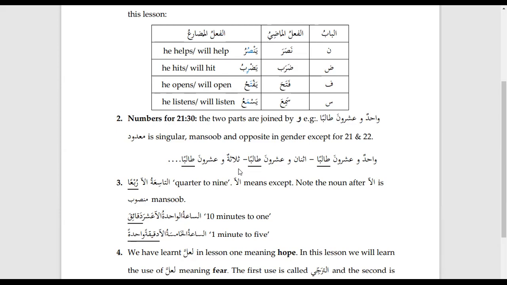What about 20? If I want to say 30 students, how will I say it? ثلاثون طالبا. And if I want to say 30 feminine students? ثلاثون طالبة. So they will be singular and they will be mansub, whether they are masculine or feminine. All right. So ثلاثة وعشرون طالبا, 24 طالبا, up to 29, it will be as it is.